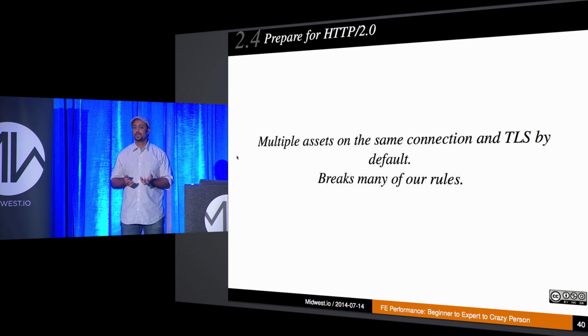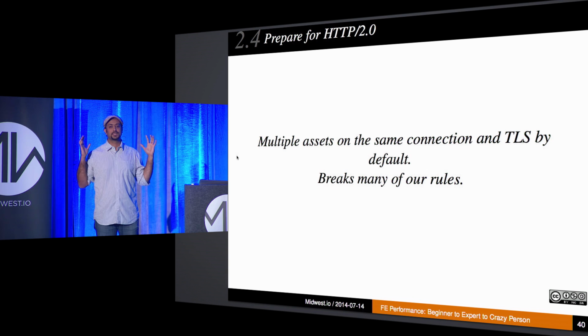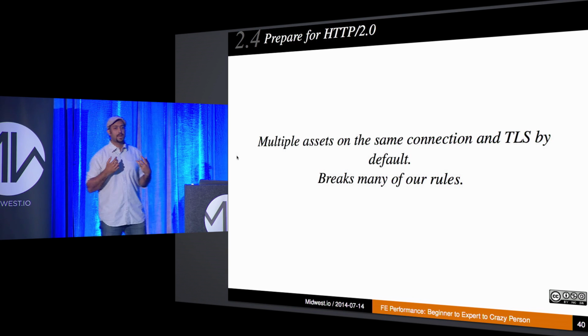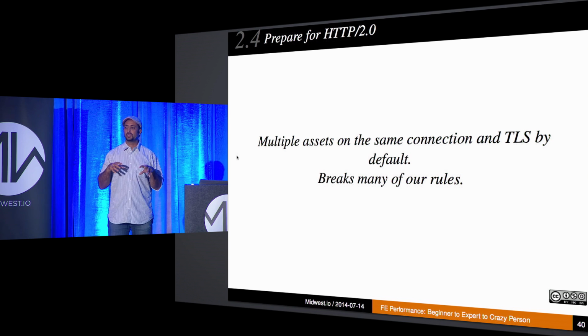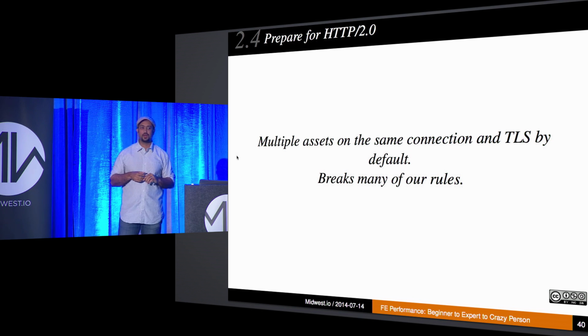Prepare for HTTP 2.0. Today it's known as Speedy, but in a few months it'll be known as HTTP 2.0. Essentially what that does is it opens a single SSL-enabled connection to a server and downloads multiple assets on that. It can pipeline requests, so you can have multiple requests open together on the same connection, and it knows which response is tied to which request. So that kind of breaks some of our rules, because we said use sprites, but now you don't need to use sprites because HTTP 2.0 will take care of that.